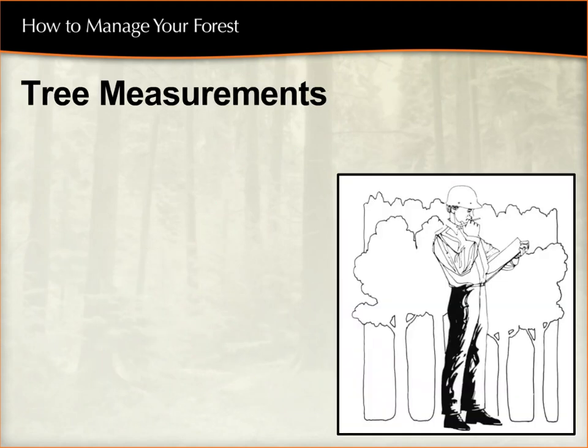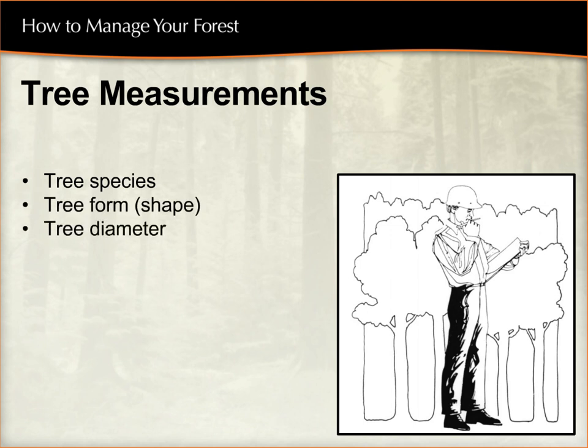There are several different tree characteristics we might want to record at each plot. You'll have to decide which characteristics are important for you given the objectives of your inventory. Some things you might want to measure include the tree species, the tree form, that's the shape of the trunk, tree diameter, tree height, the growth rate of that tree, and any defect in the tree.